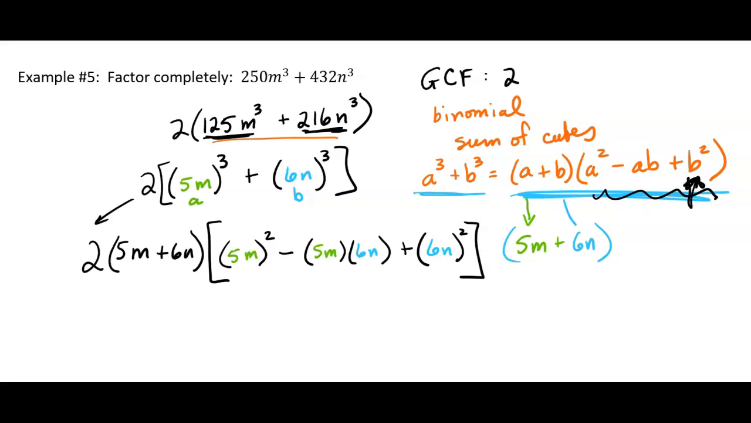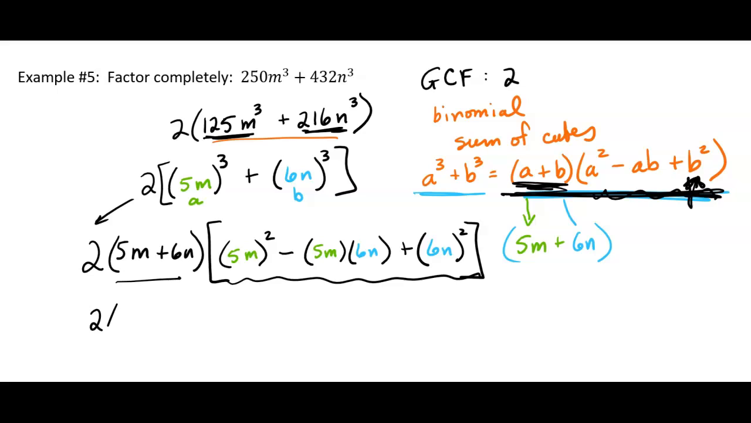So I was following this formula right here, and if you have trouble with this, you can go back to the video where we talked about the sum and difference of cubes. But you've got the first binomial, the a plus b, that's right here, and then this long part, that's kind of the messy part, where you're taking a squared minus a times b plus b squared. Okay, now we just have to clean it up and make it look nice.